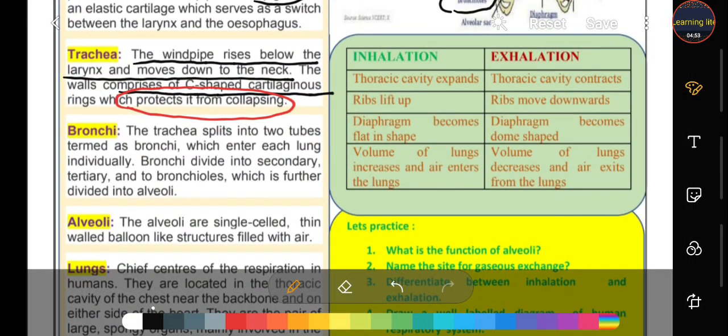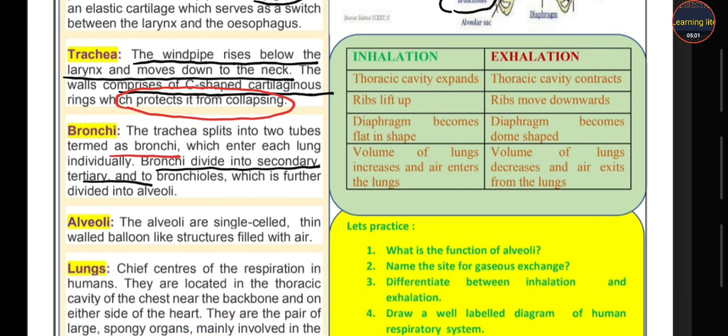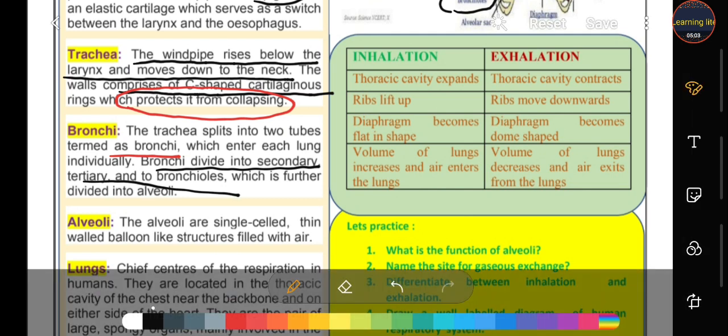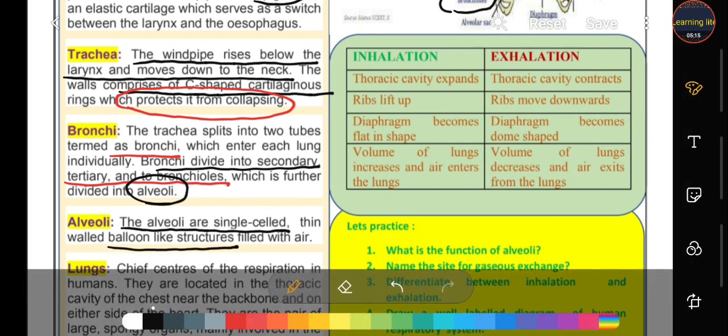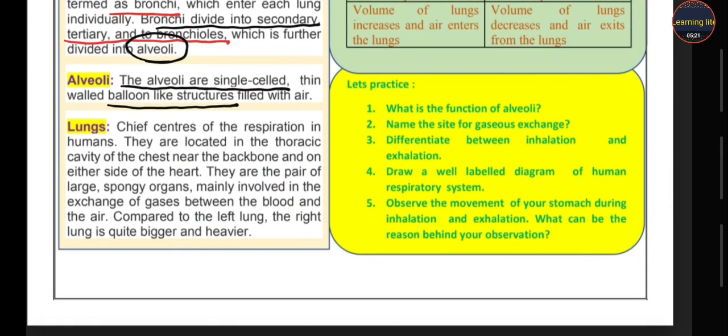Bronchi. Then the trachea splits into two tubes. This is termed as bronchi, and bronchi divide into the secondary, tertiary, many branches called bronchioles, and these bronchioles then further divide into alveoli, balloon-like structures. These alveoli, students, are single-celled balloon-like structures. They help in the gaseous exchange and also increase the surface area for gaseous exchange.